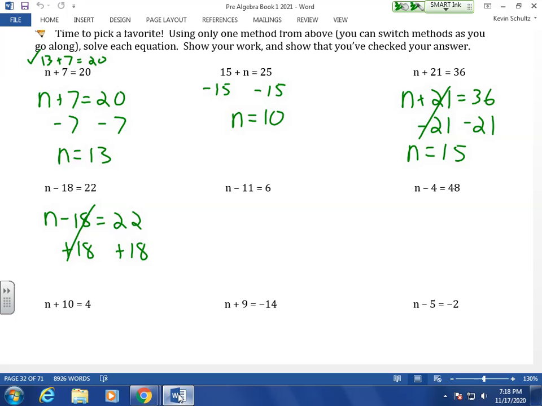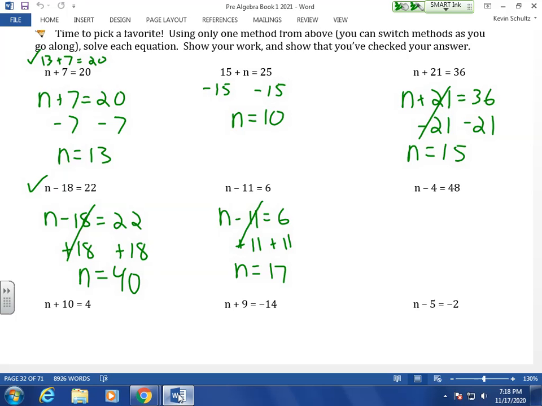On the left side, they cancel out, which is what we want. And 22 plus 18 equals 40. If we plug that back in to check, does 40 minus 18 equal 22? Yes, it does. Second one, n minus 11 equals 6. The opposite of subtracting 11 is adding 11. And we have to do it to both sides to keep that equation balanced, right? N equals 17, 6 plus 11, and there we have it.